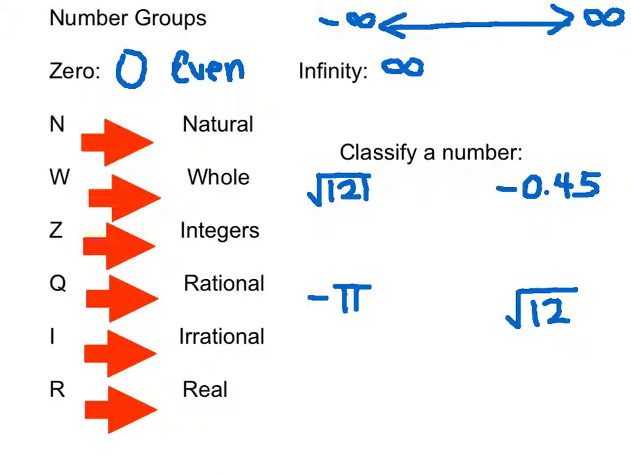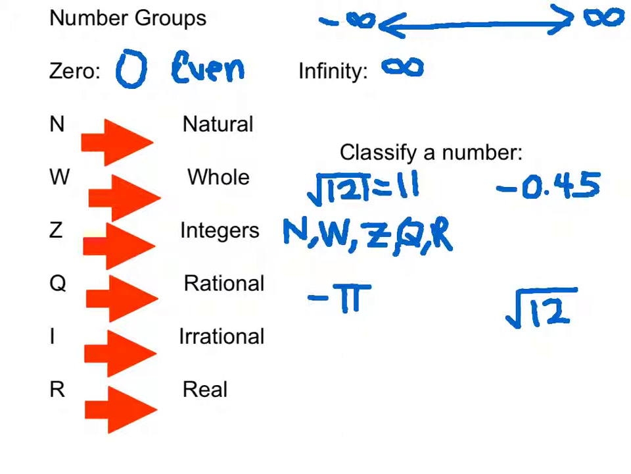Square root of 121 is really just 11, isn't it? So what number classifications would it go into? Well, it's a counting number, so it's natural. It's a whole number as well, so let's put W for whole. It's also an integer, which is the letter Z. And then it's also rational, but then it's also real. So the square root of 121, even though it looks like it might be irrational, is really N, W, Z, Q, and R. Now let's do the next one.